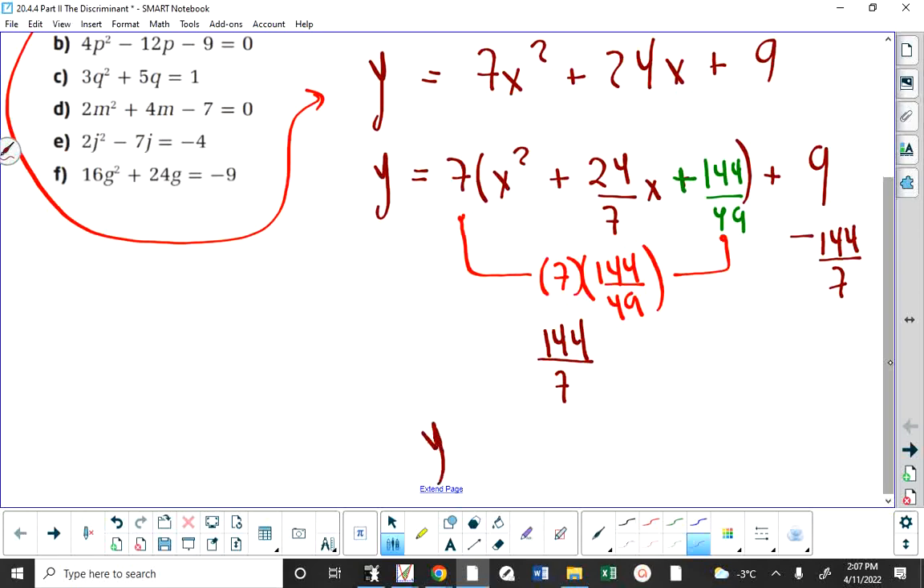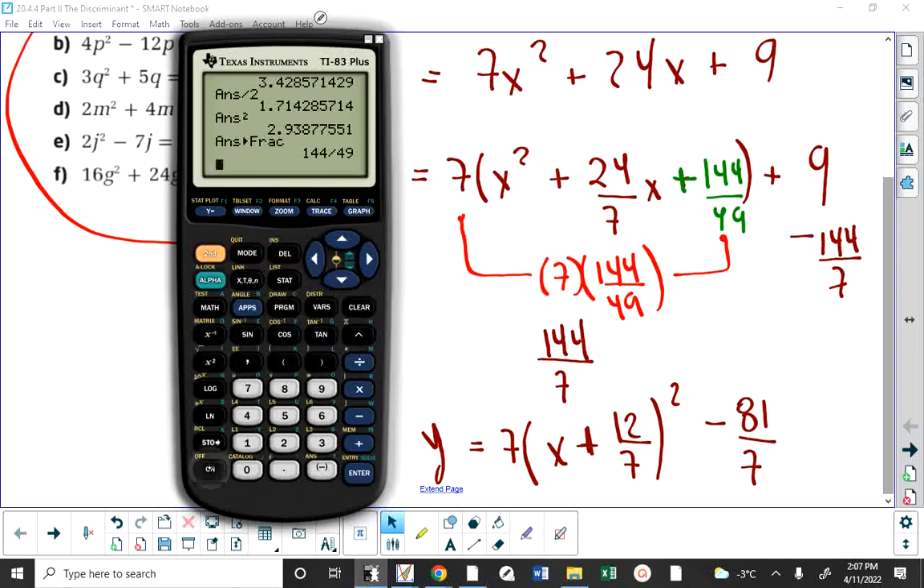I can write y equals 7. This will be x plus half of 24 over 7, which would be 12 over 7, squared. And then I have to figure out what this is. I think it's negative 81 over 7. Could be wrong though, it wouldn't be the first time. I think I'm wrong. No, I was right. Negative 81 over 7.